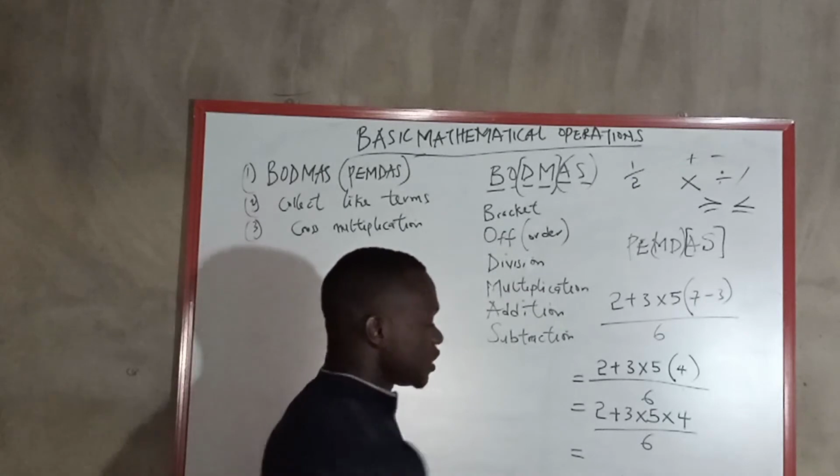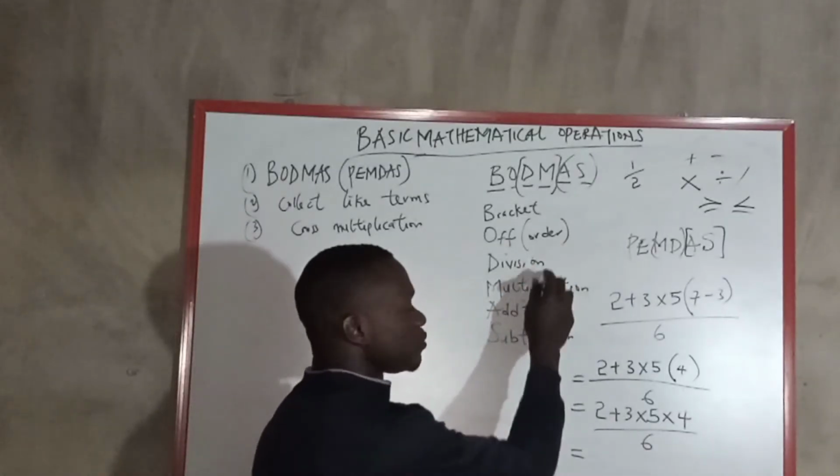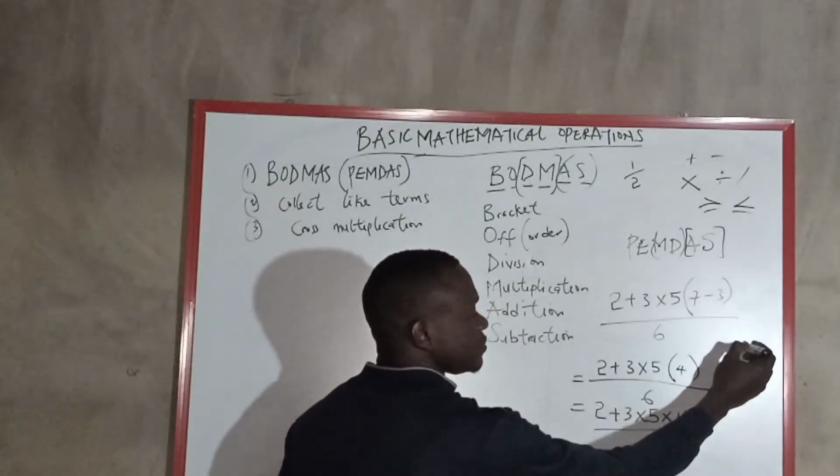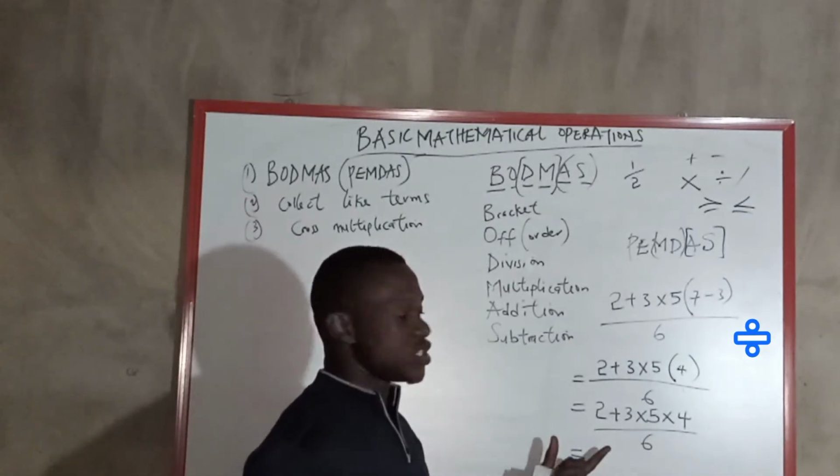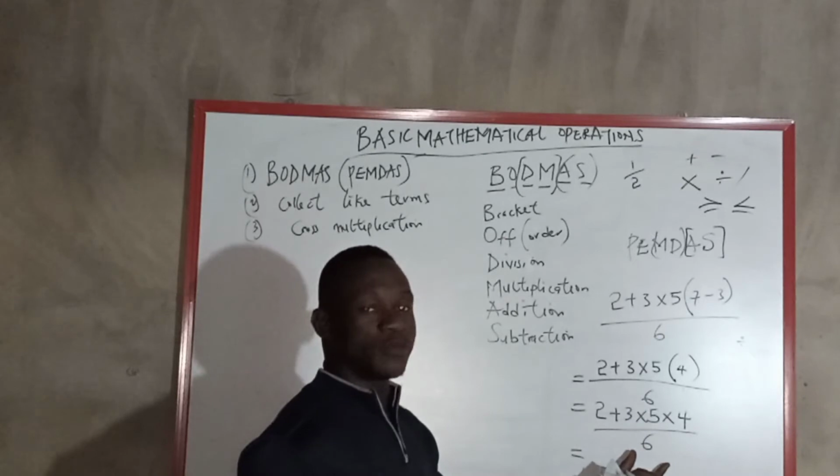We don't have any division. This is not the division in Bodmas. Division in Bodmas is this. This is division in Bodmas. Now this is just over. This is separating the numerator from the denominator.